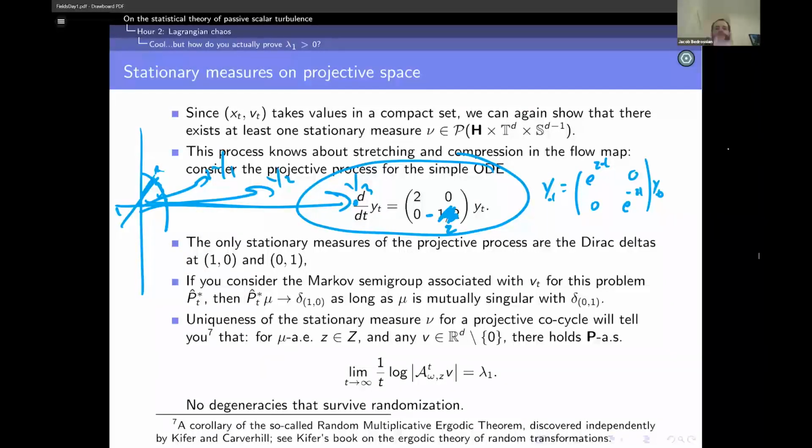And so it's really important to see that the stationary measures of the projective process see the stretching and compression of the flow map. That's the key thing. The point is that this v_t lives on a compact manifold, but it still tells you about the stretching and compression. So one of the steps you want to prove is that there exists a unique stationary measure to this (u_t, x_t, v_t) process, and this stationary measure will contain information about the stretching and compression.